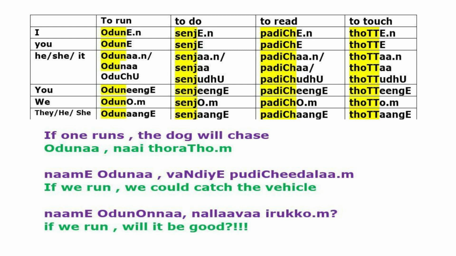So let me repeat. ஓடுனா நாய் துரத்தும். Means if one runs, the dog will chase. The next one is if we run, we could catch the vehicle. நாம ஓடுனா வண்டியை பிடிச்சிடலாம். And the third one is நாம ஓடுனோன்னா. This is where the conjugation helps. நாம ஓடுனோன்னா நல்லாவா இருக்கும்? Will it be good?